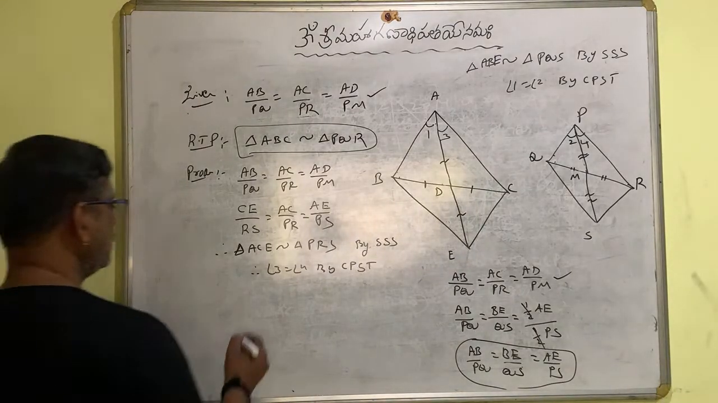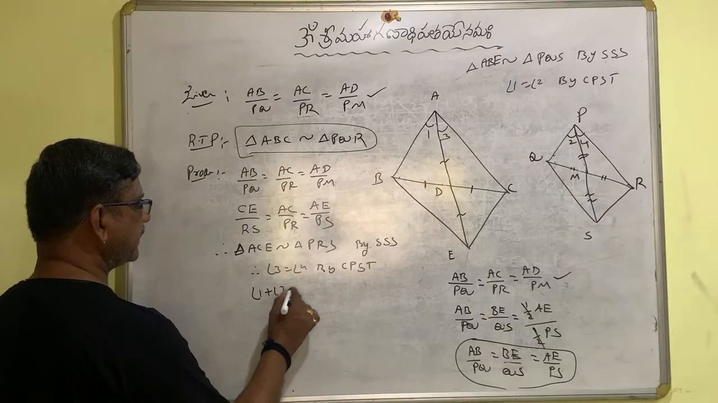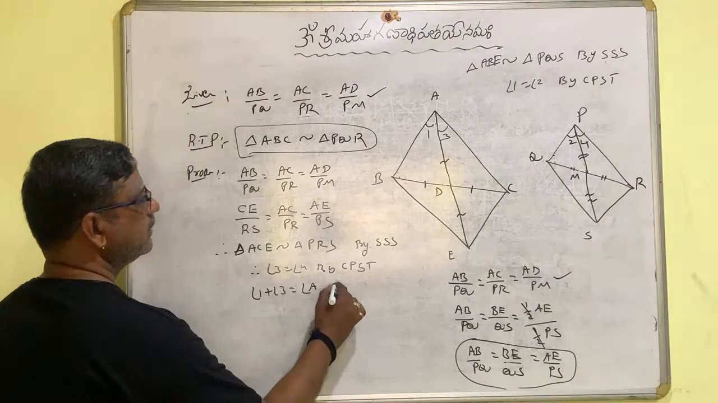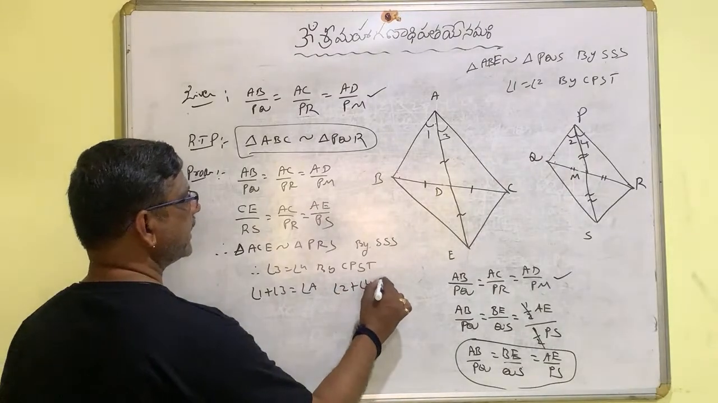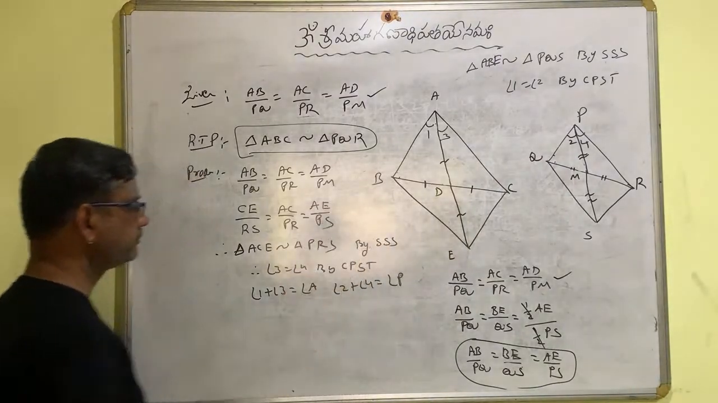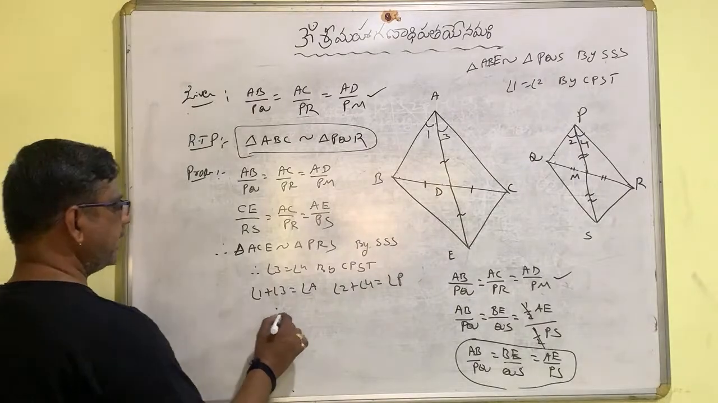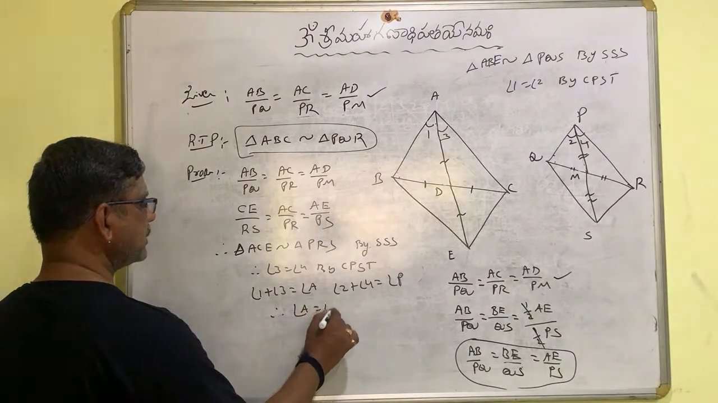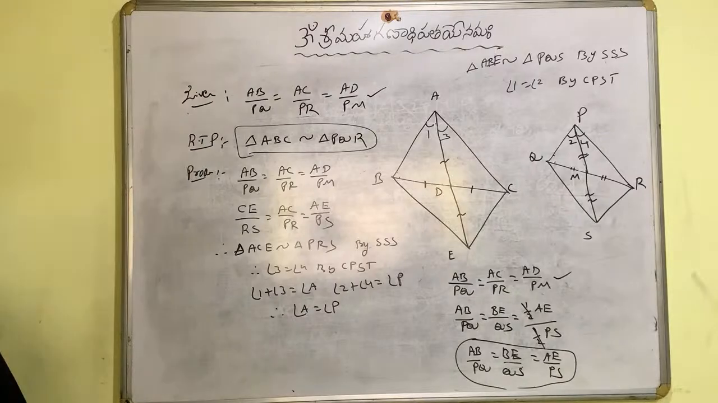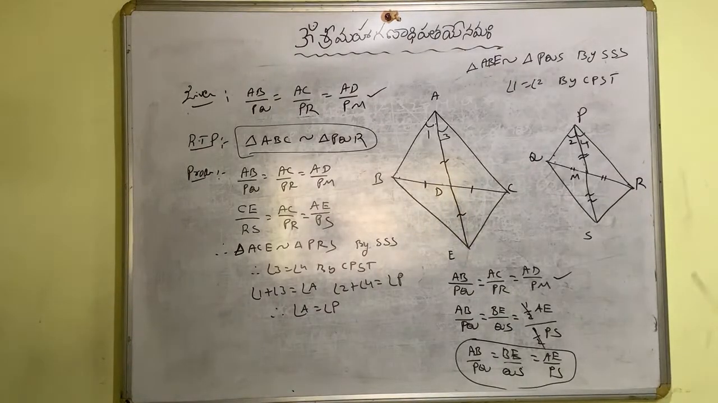Children, now if I add angle 1 plus angle 3, I am getting angle A. If I add angle 2 plus angle 4, I am getting angle P. So that means angle A is equal to angle P. Equals are added to equals, the wholes are equal. Euclid comes here, right?